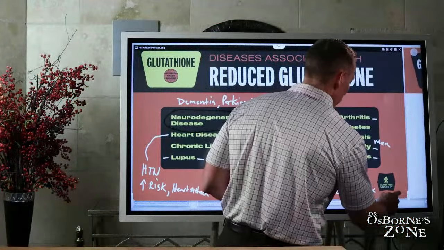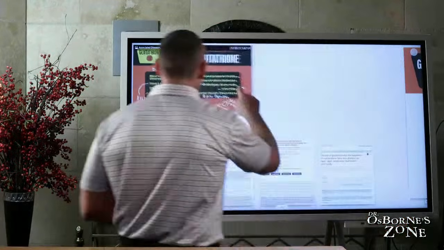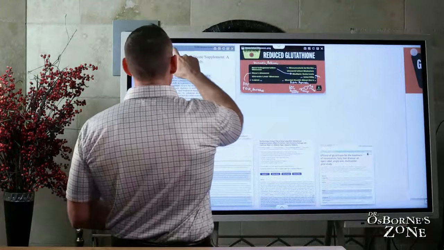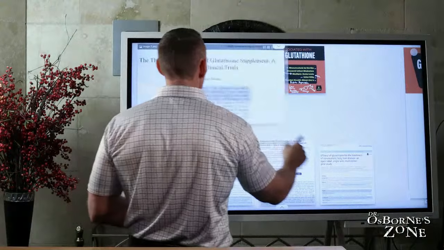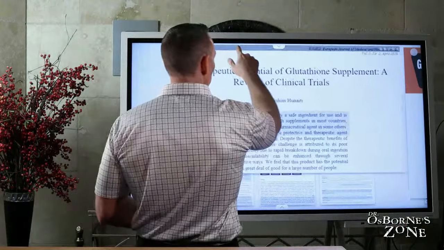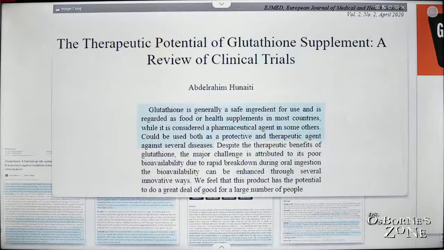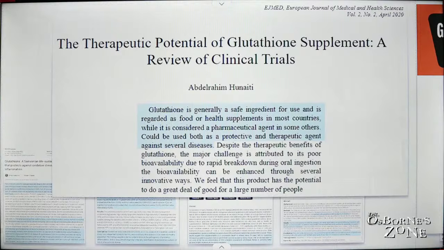Now let's look at some of the research studies specifically. Again, this is not intended to be an ultimate comprehensive review on all the research around the diseases linked to glutathione, but let's just look at a few of these studies. So you see here, glutathione is generally a safe ingredient for use and is regarded as food or health supplements in most countries. While it is considered a pharmaceutical agent, I think it's important to point that out.